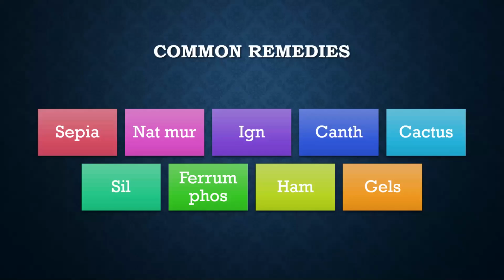Talk about Ferrum phos. Again, vaginismus with inability to bear pelvic examination. That is Ferrum phos. Hamamelis, vaginismus with intense soreness. And Gelsemium, it is basically related to nervousness and vaginismus. So vaginismus related to nervousness, we think about Gelsemium. So this was about vaginismus.